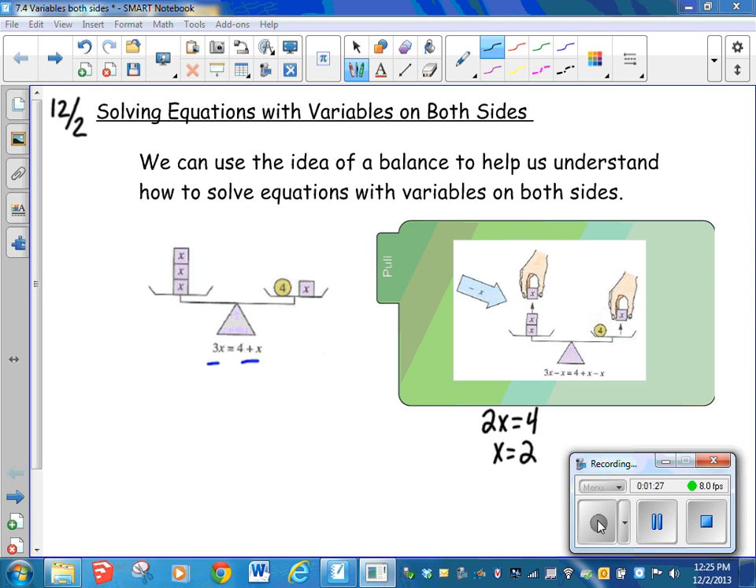All right, very good. So this is a visual picture that you could have. When you have variable terms on both sides of the equation, we have to simplify it by removing them from one side, so we only have variables to deal with on one side. And you just have to make sure that if you do something to one side, you do the same thing to the other side.